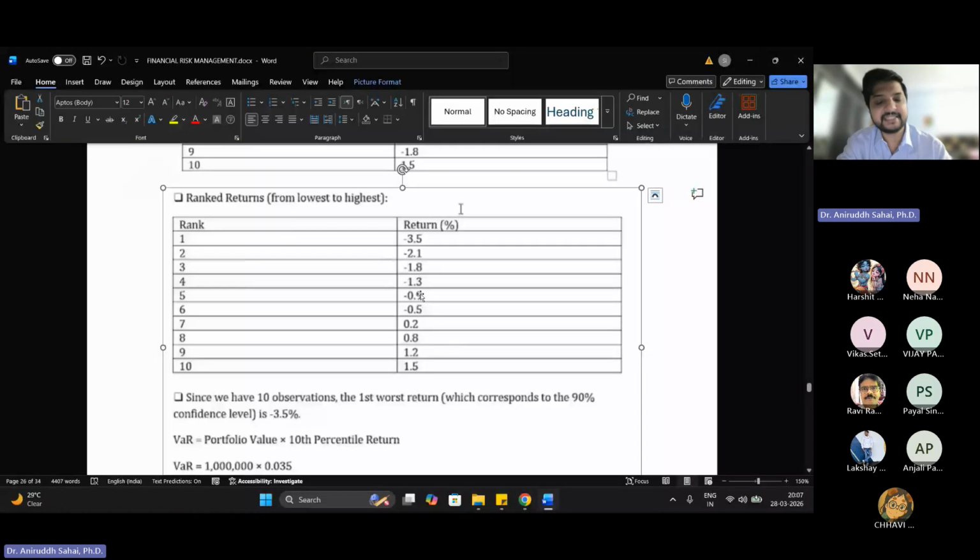कैसे निकाला ये? It's very very simple. 90% of 10 observations means the first observation, and if you have arranged it sequentially from low to high you will get your answer. That is 3.5%.